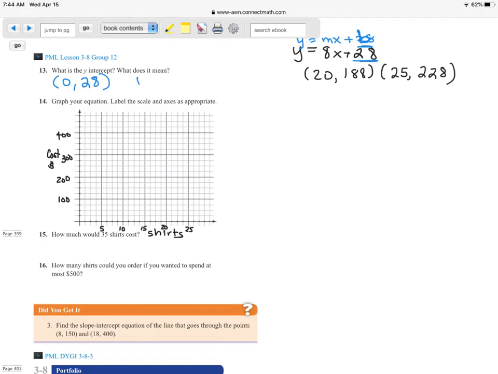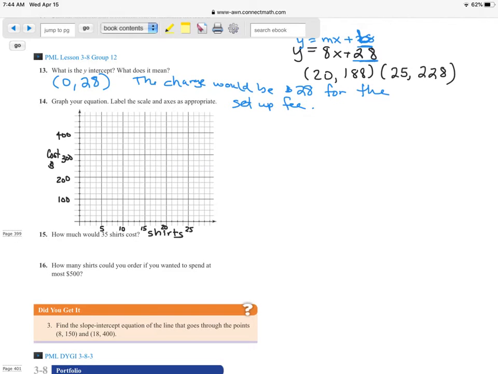It means that the charge would be $28 for the setup fee. So, you know, if you didn't order any shirts, but you just set things up, that would be $28. And then they asked us to graph the equation.